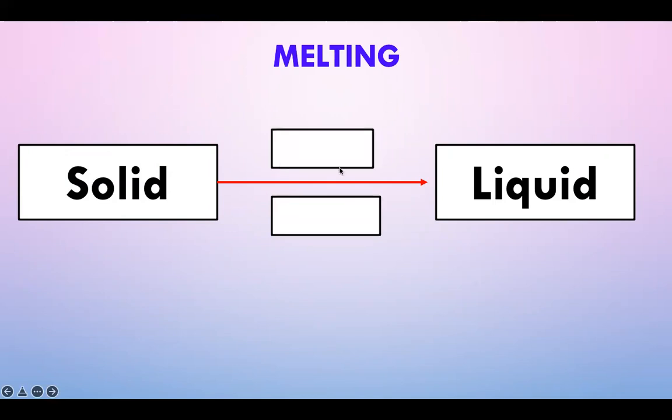So what causes this? What is the reason? Why does a solid become a liquid? Melting is when a solid becomes a liquid, we call that melting. Why did it happen? So what's the reason? Main reason is, come on, what is the main reason?